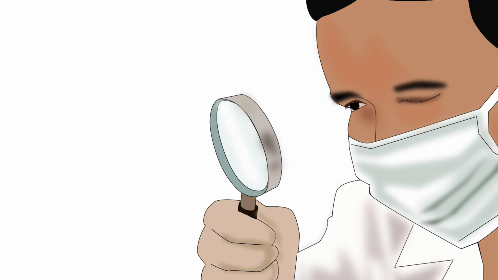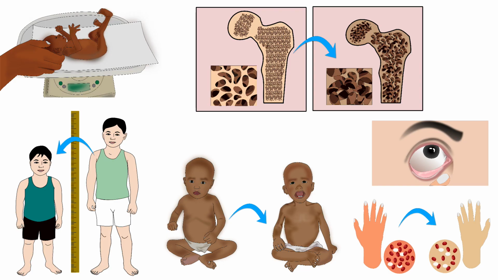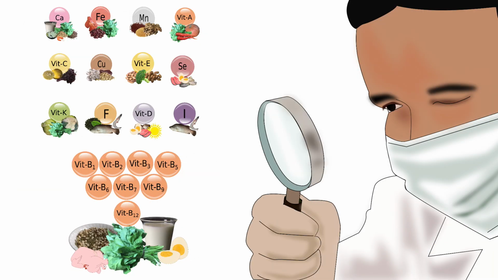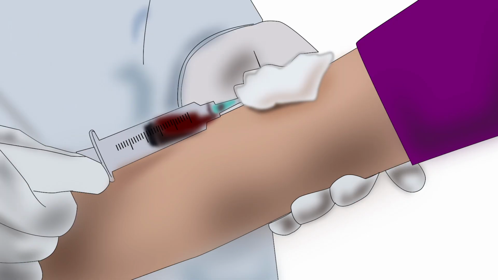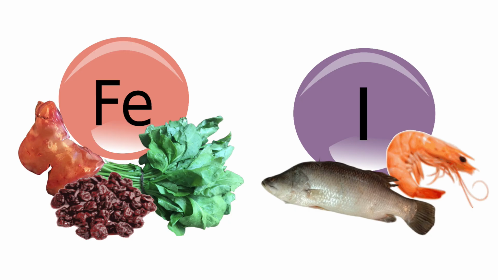Next, let's discuss the diagnosis of type 1 and type 2 nutrient deficiencies. A type 1 nutrient deficiency is commonly diagnosed in two ways. First, the unique symptoms of the deficiency are recognized. Then, the level of the nutrient in the body is measured by a blood test. Let's take iron and iodine as examples.